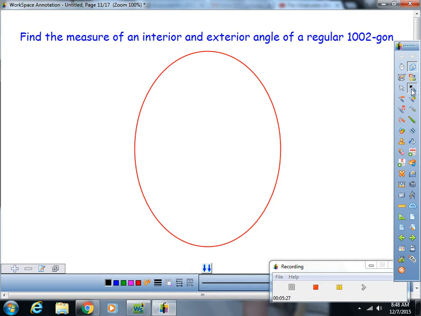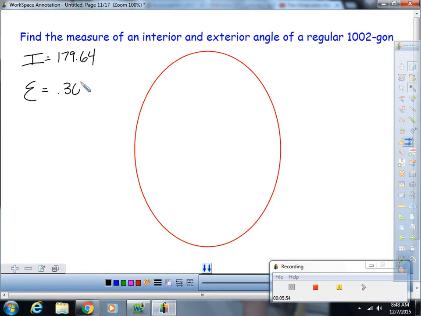Okay? What do we get for the interior angle? Interior angle is what? 179 point, and therefore the exterior angle is? Okay, and that's where both of those are rounded.